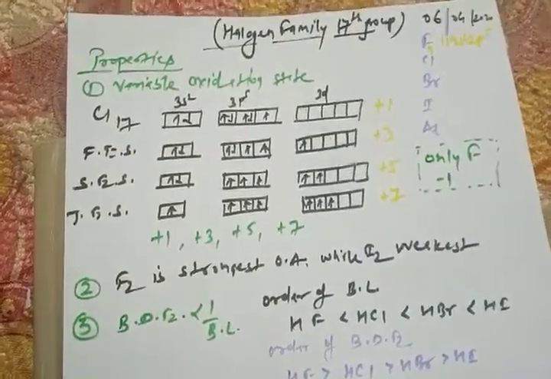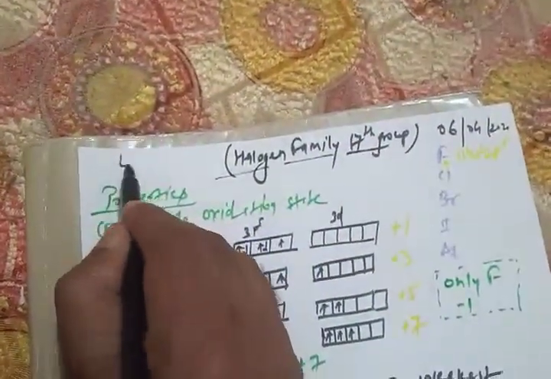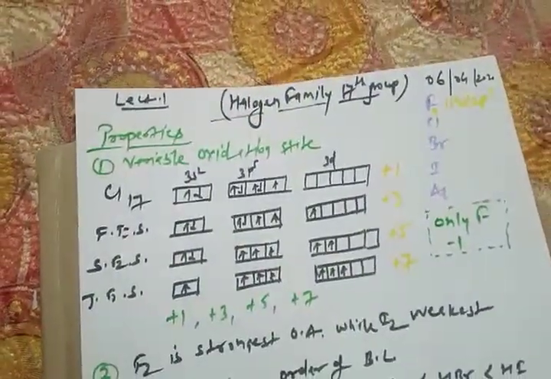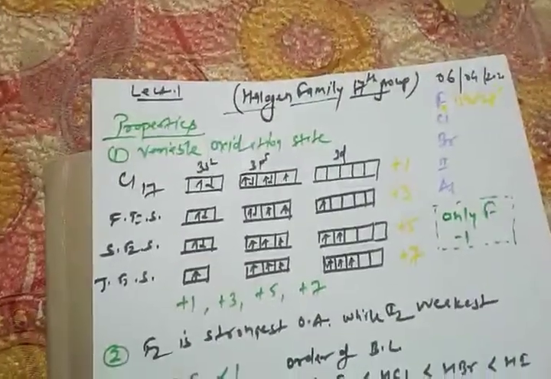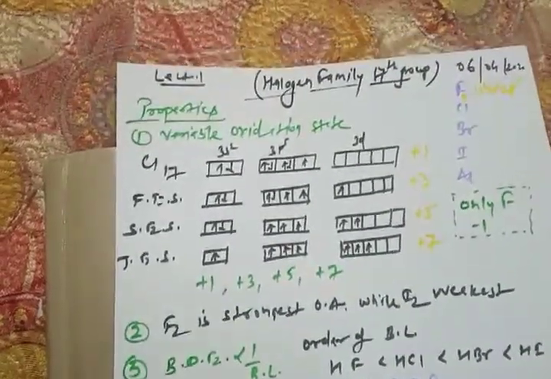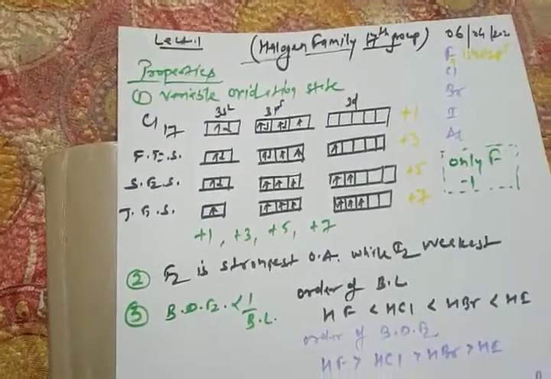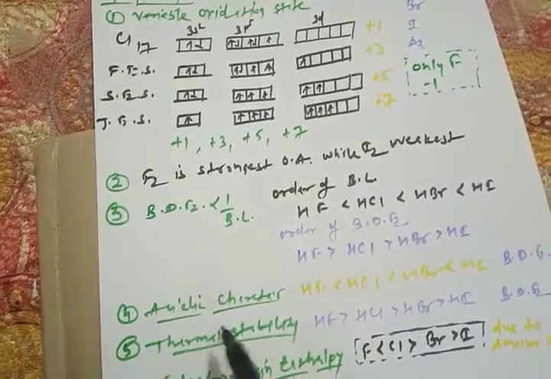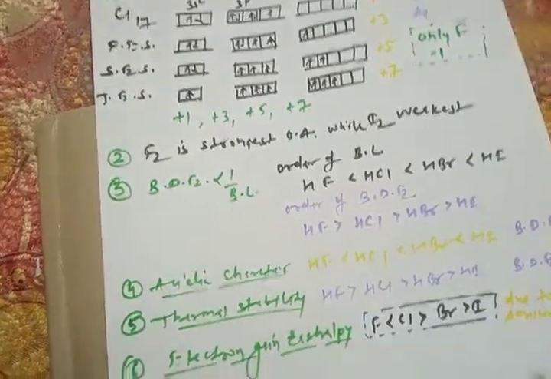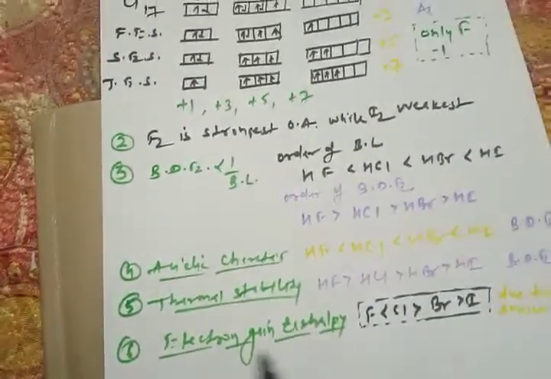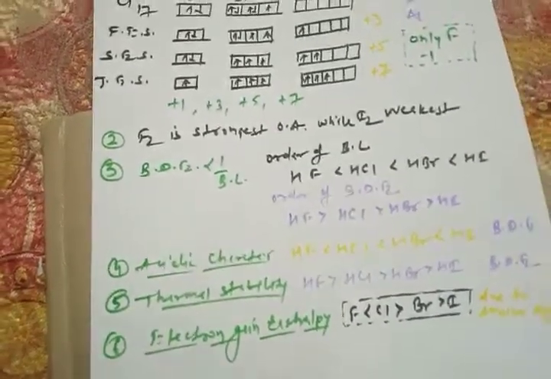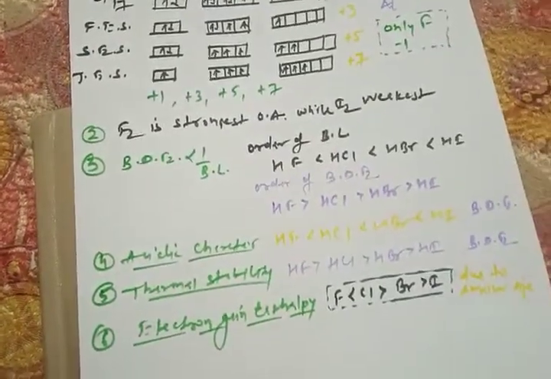We had started this lecture. This is lecture number 1, and we will complete this in 2 lectures. This is lecture number 1 of the halogen family, the 17th group, and we discussed some properties: variable oxidation state, then the oxidizing agent, then the bond dissociation energy, and based on the bond dissociation energy we discussed several properties, acidic character and thermal stability, and finally the electron gain enthalpy, which is very important. So you should keep this point.